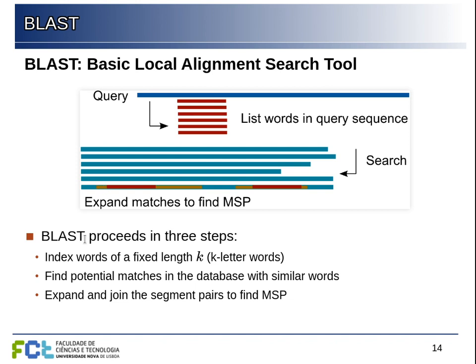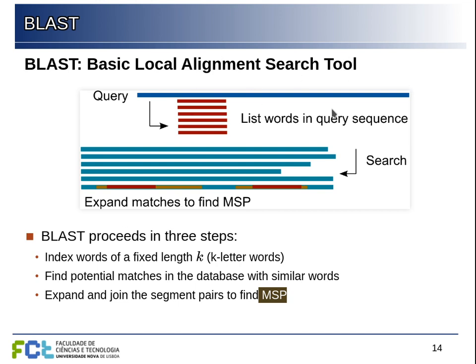And now BLAST is going to expand and join the segment pair. So if there is, for example, one combination of residues here, one of these words that is similar to one here, it's going to do this match and then try to expand this region by looking at similar residues in the neighborhood here, and the same thing here. And then if these regions are close, it's going to merge them together and thus find this maximal segment pair, which is the pair of a segment in one of the database sequences and a segment in the query sequence that maximizes the alignment score.